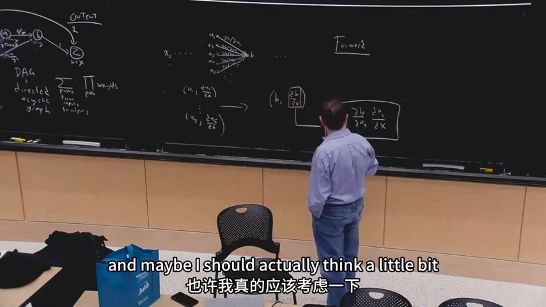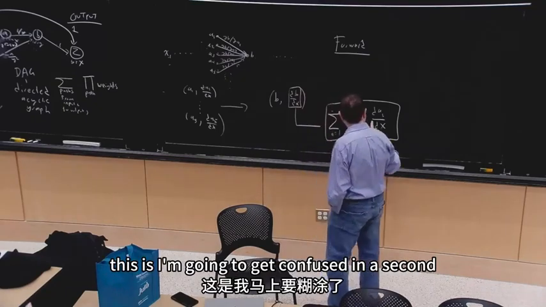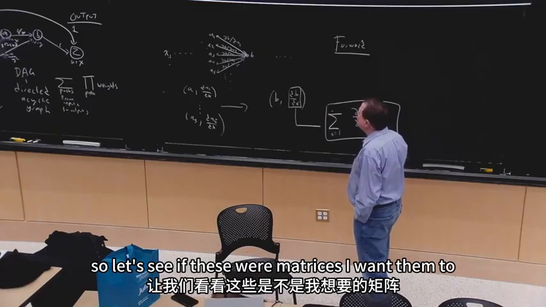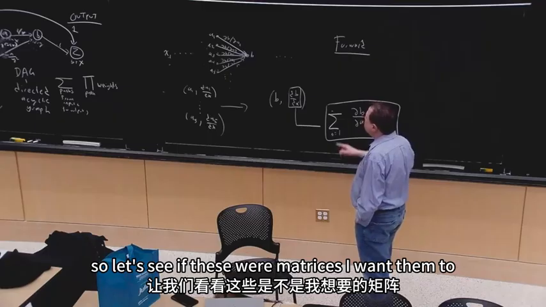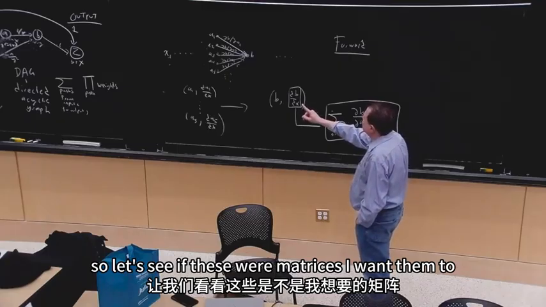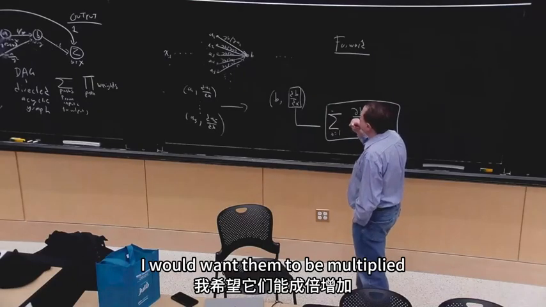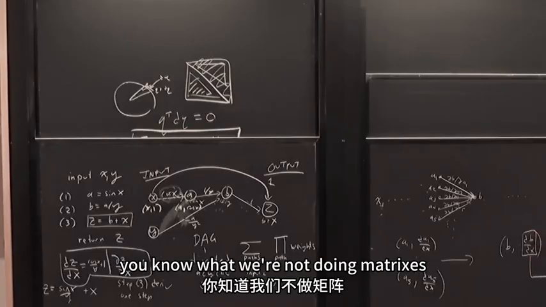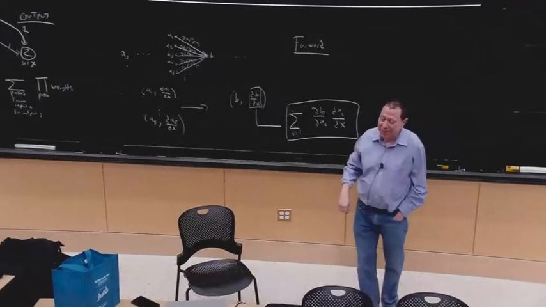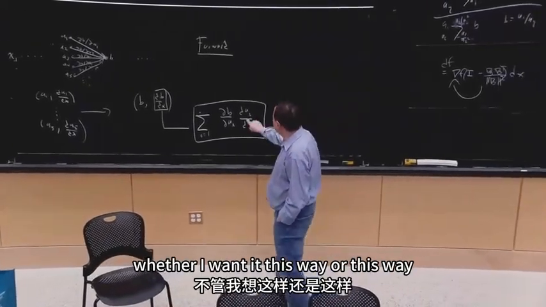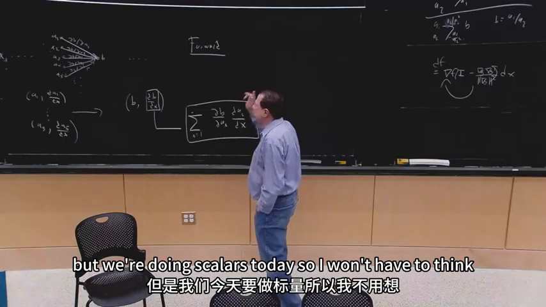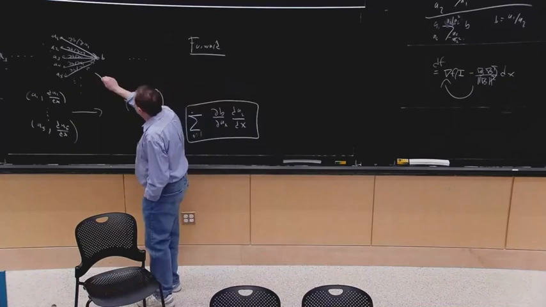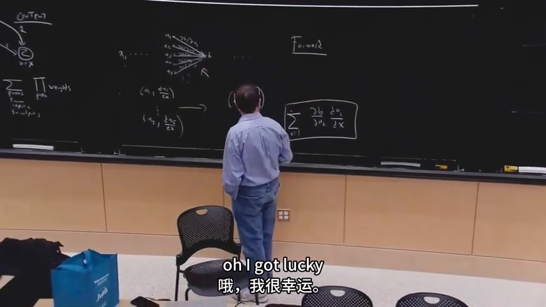And maybe I should think a little bit. I'm going to get confused in a second. Did I actually put this in the order I wanted or not? If these were matrices, I would want them to be multiplied... Oh, God, I'm going to get completely confused. You know what? We're not doing matrices. I'll think about it offline, unless you know the answer off the top, whether I want it this way or this way. But we're doing scalars today, so I won't have to think. All right. But the key point is... Yeah, you did it in the right direction. Oh, I got lucky. Okay.